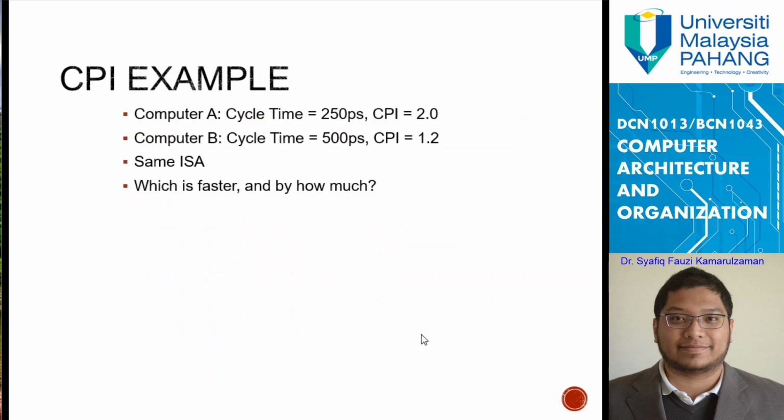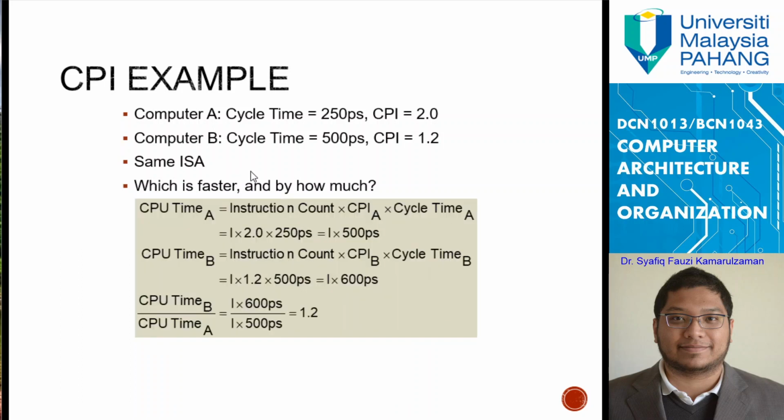So I'll give you an example here. Computer A: cycle time 250 picoseconds, CPI 2.0. Computer B: cycle time 500 picoseconds, and CPI 1.2. It's the same ISA. Which is faster, and by how much?